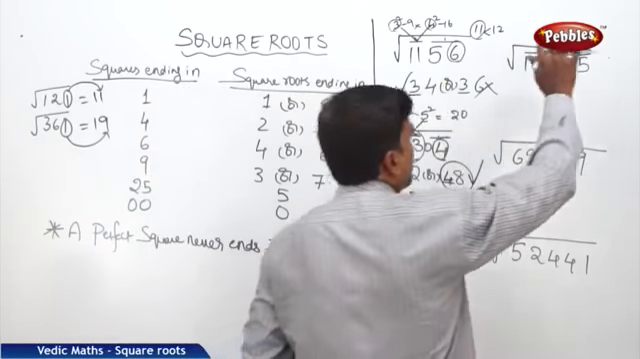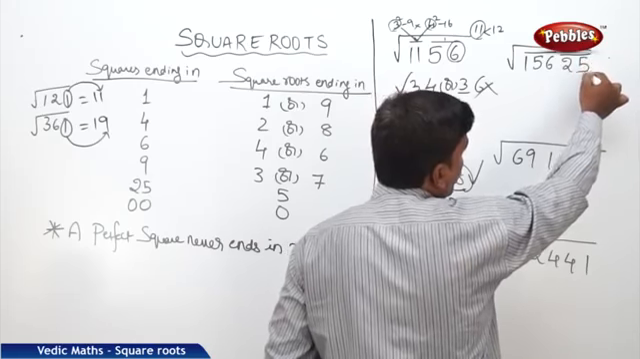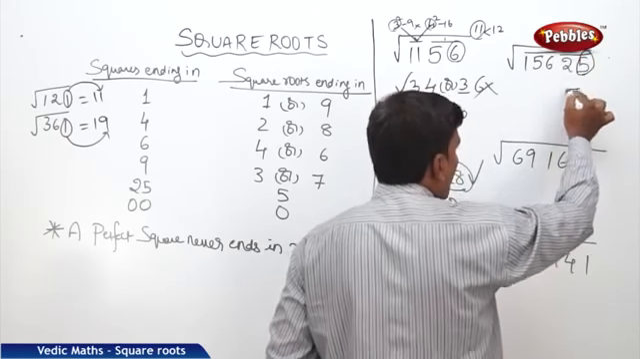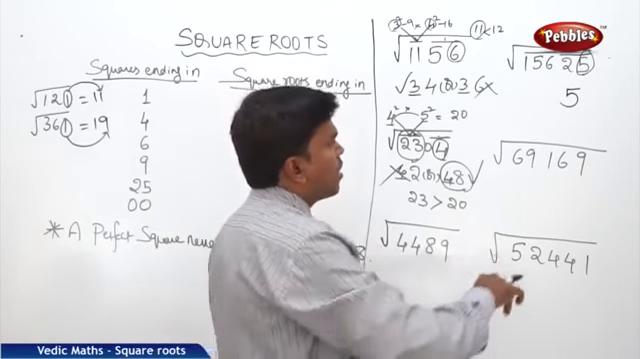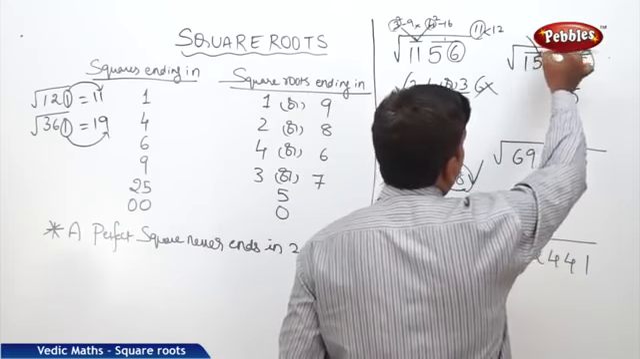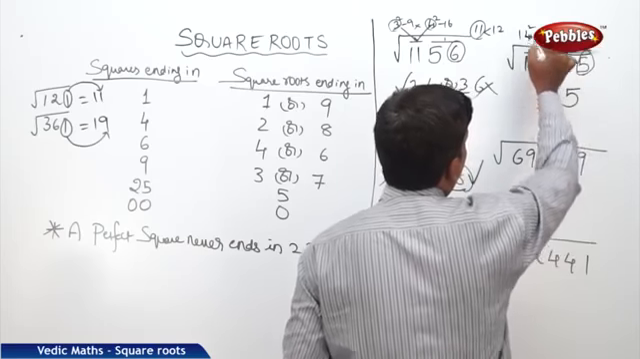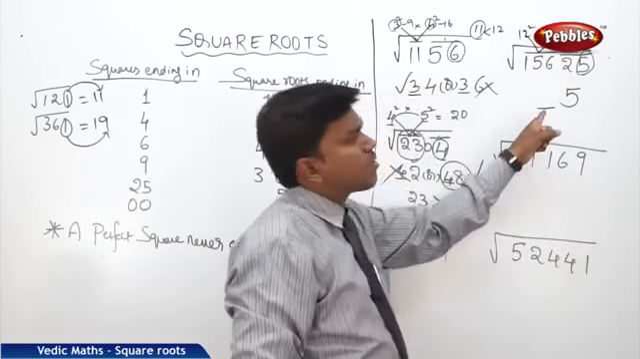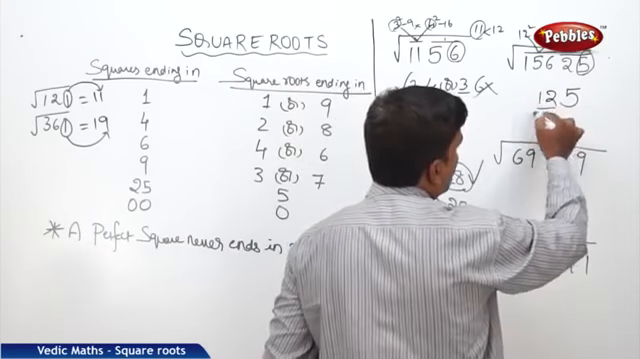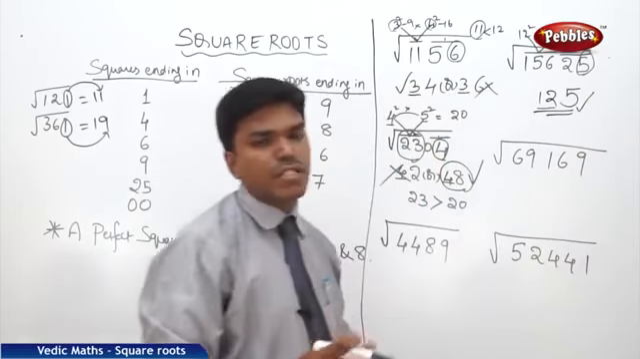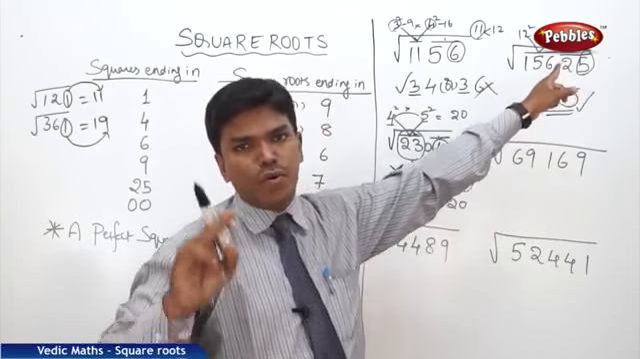Now, first of all, what is the first condition? The square number is ending in 5, so the square root also ends in 5. Only one possibility, right? Now come to the second partition, 156. 156 falls between 12 square and 13 square. Yes or no? But the left side part of the answer is always filled with the lesser number only, that is 12. So my answer is 125. That's it, as simple as that. Because here 5 ends in only 5, so there is only one possibility.